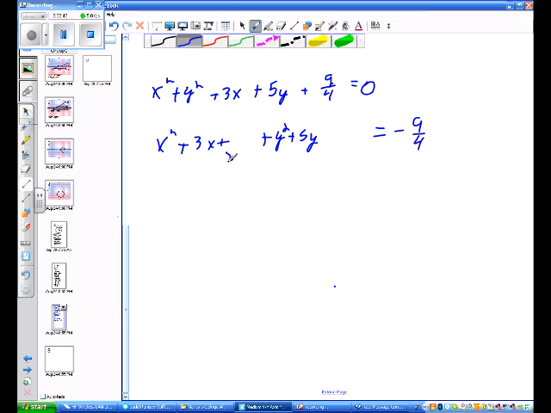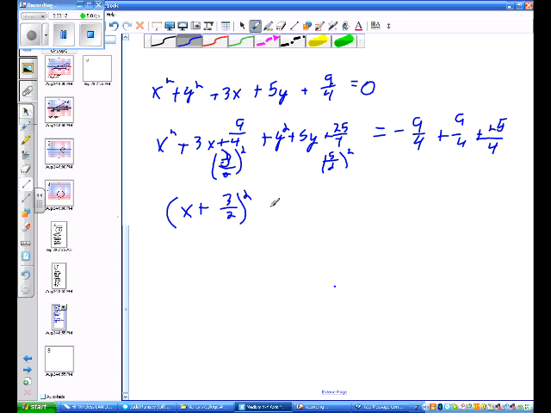Okay, to figure out what to add, I take half the middle term, so that would be 3 divided by 2, and I square it. Well, when you square a fraction, you square the numerator, you square the denominator. So we're going to add 9/4 to both sides. Here I would take half of 5 and square it. So that would be 25/4. And I'll add that to the other side. Can write this as x plus 3/2 squared plus y plus 5/2 squared equals 25/4.